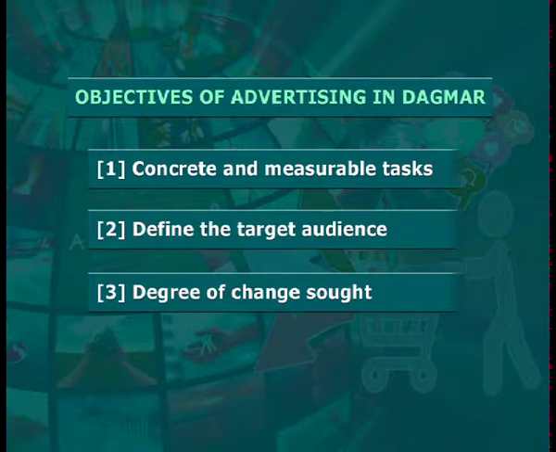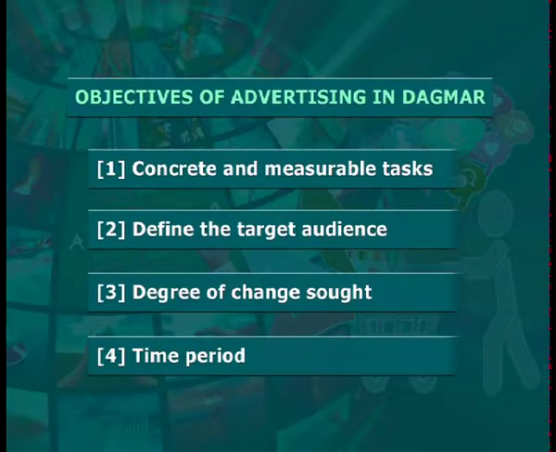Third is degree of change sought. What level of perception, attitude, or awareness of the customer do you want to change? Friends, if a customer is aware of the product, do you want his negative attitude to change to positive? Or if the market is completely unaware, do you want the whole market to be aware or only partially the target group itself? These degrees of change, which are going to be the objective of the communication task, need to be defined in advance. Fourth is the time period.